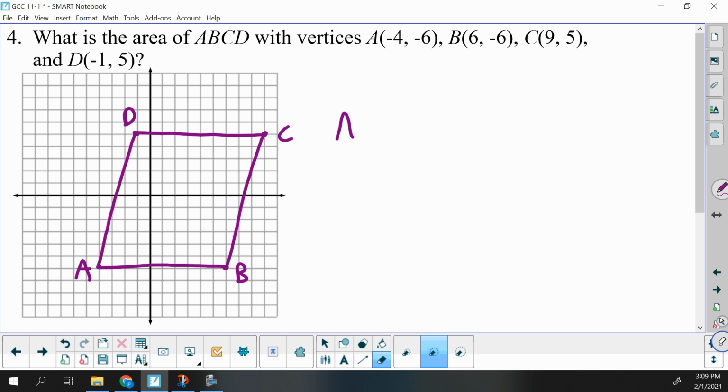Well, this is a parallelogram, so we need base times height. Our base is 10, and the height needs to be measured straight up and down. That amount is 11. So we just get 10 times 11, which gives us 110 units squared. And if you're not sure of these in your head, feel free to punch them in your calculator.